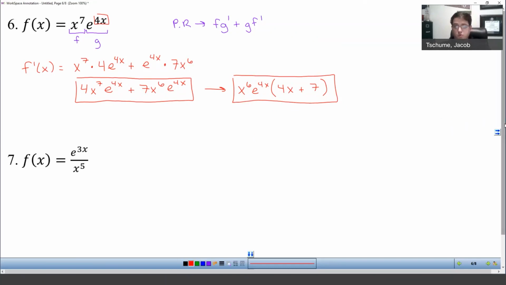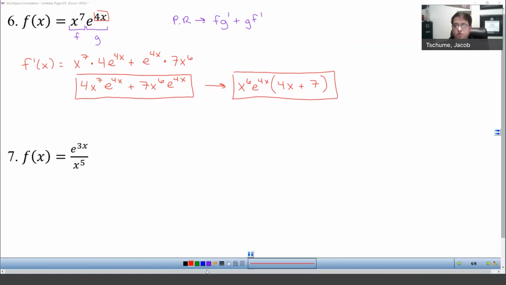So there's your product rule example. We can also do the same rules with quotient rule, so let me show you an example of that. Number 7. What is the derivative of e to the 3x divided by x to the 5th?